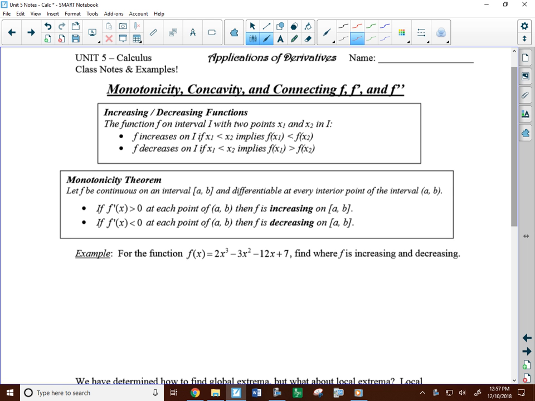Increasing and decreasing functions is what I'm going to focus on first. Now, I think you know what increasing is, correct? We read left to right, so increasing would be like that, and decreasing would be that.